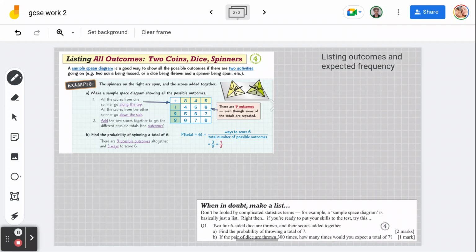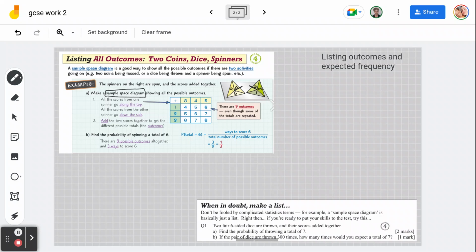Okay, the probability of one action happening is far too easy for us, so why not step it up a little bit? What if we have two things happening? What we're going to make is a sample space diagram, which is a fancy name for a chart, basically.